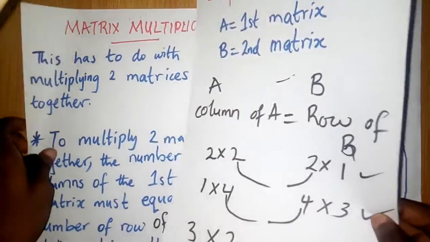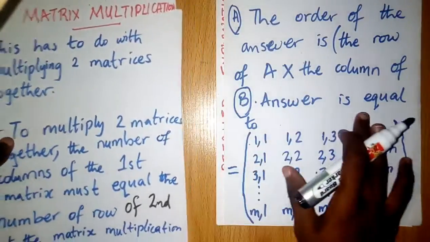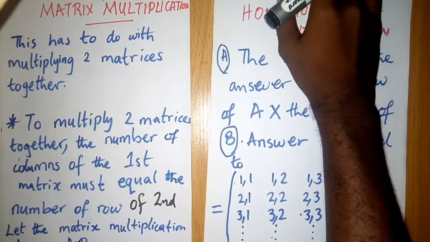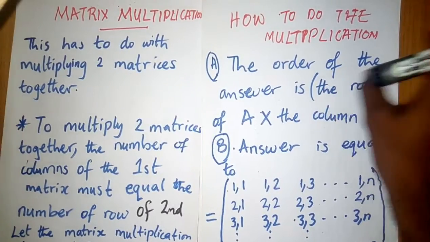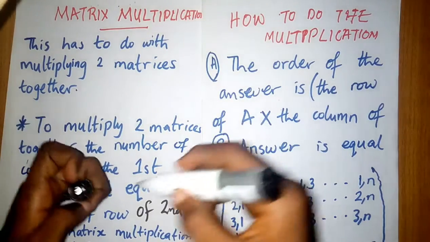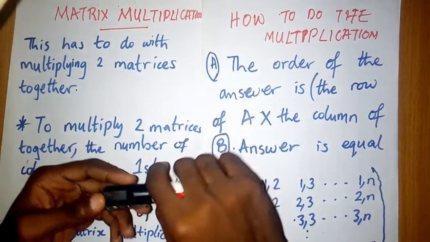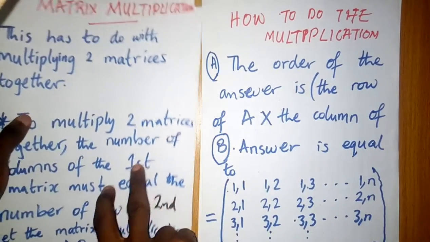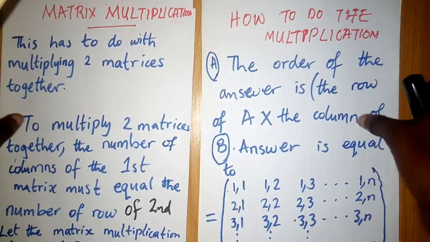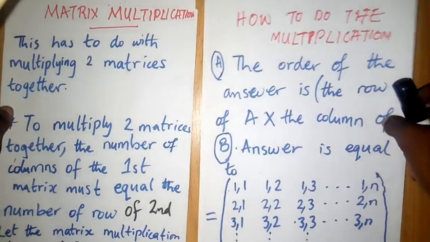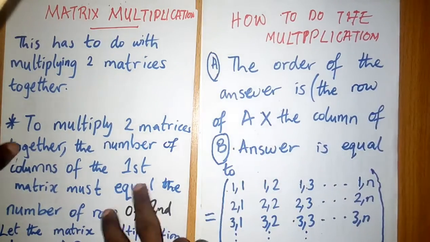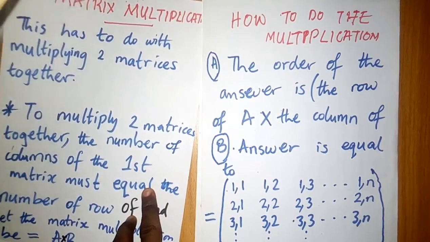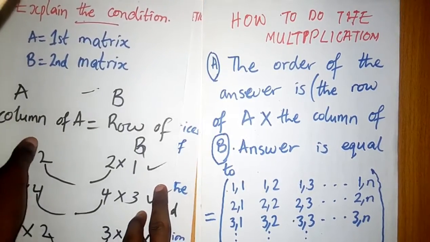Moving on to the next lesson: how to do the multiplication. I discovered that multiplication of two or more matrices together usually is confusing, so I'll try my best to explain that. You should note that the order of the answer is the rows of A by the columns of B.